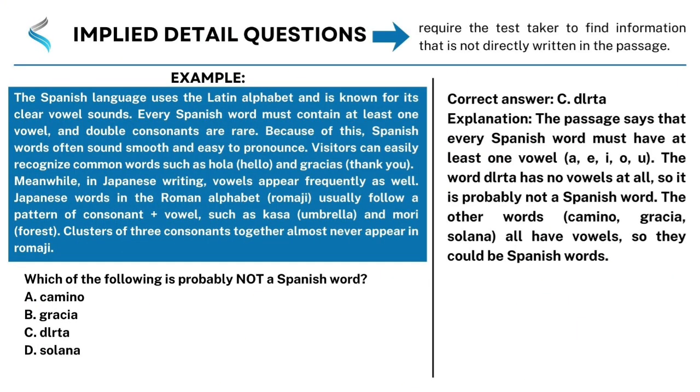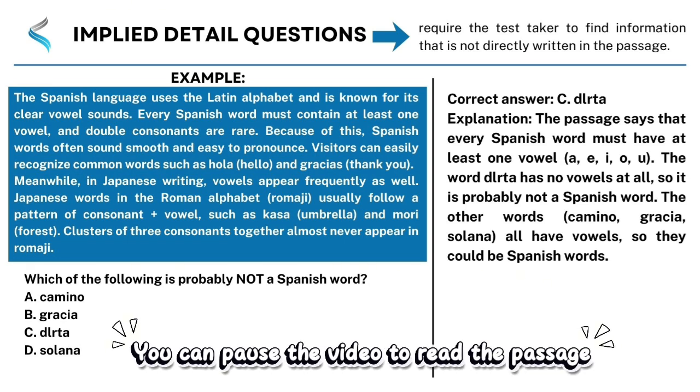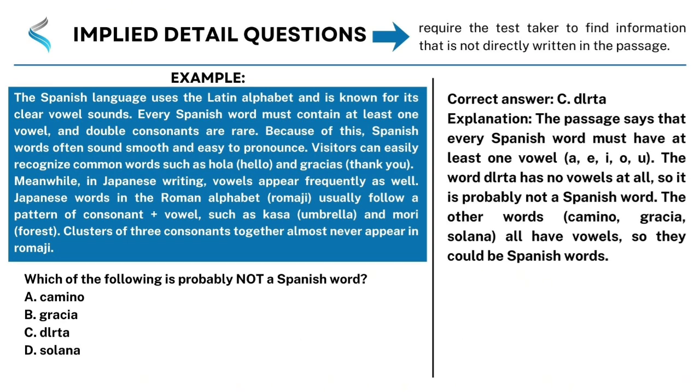Implied detail questions require the test taker to find information that is not directly written in the passage. Example here. Which of the following is probably not a Spanish word? A. Camino, B. Gracia, C. DLRTA, D. Solana. The correct answer is C.